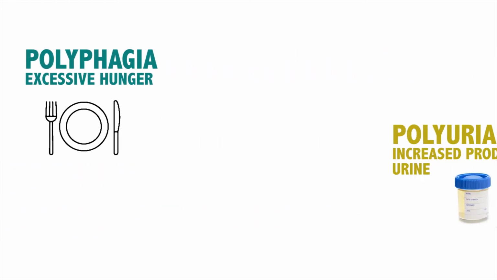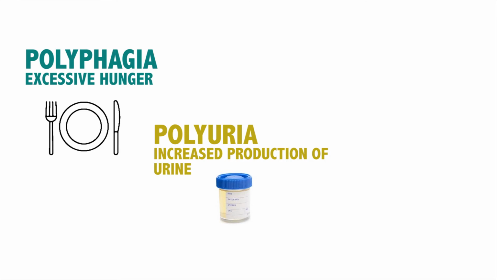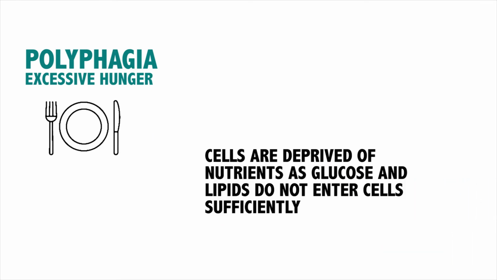Initial clinical manifestations of type 1 diabetes are generally acute, with presentations of polyphagia, increased hunger, polyuria, increased urine production, and polydipsia, increased thirst. Polyphagia occurs because glucose and lipids do not enter the cells in sufficient amounts, and therefore cells are deprived of nutrients, which in turn stimulates increased food intake.